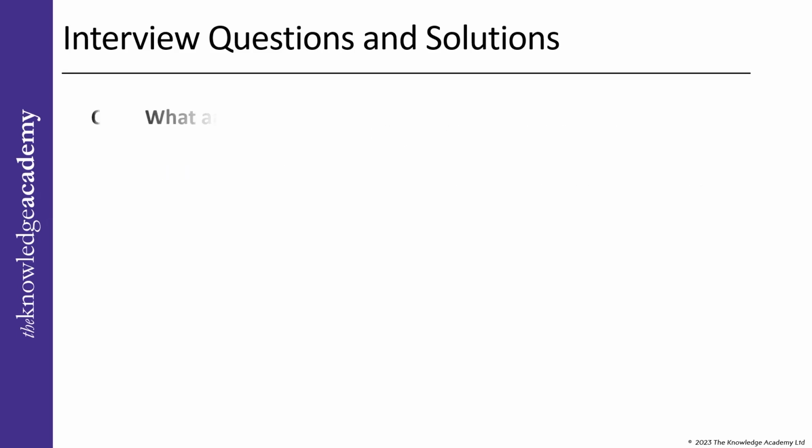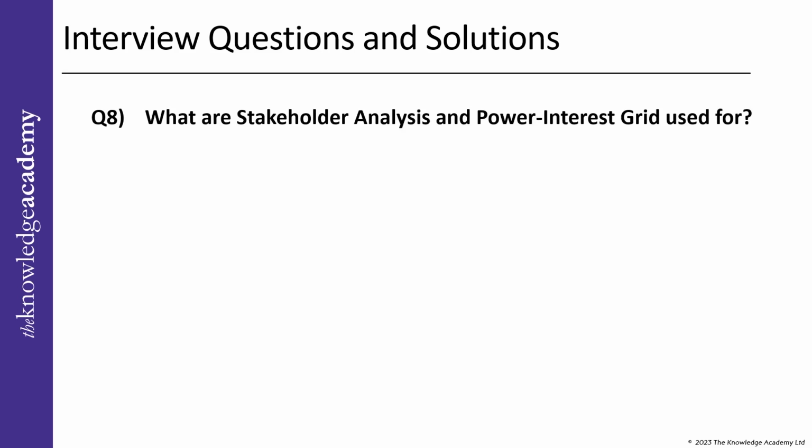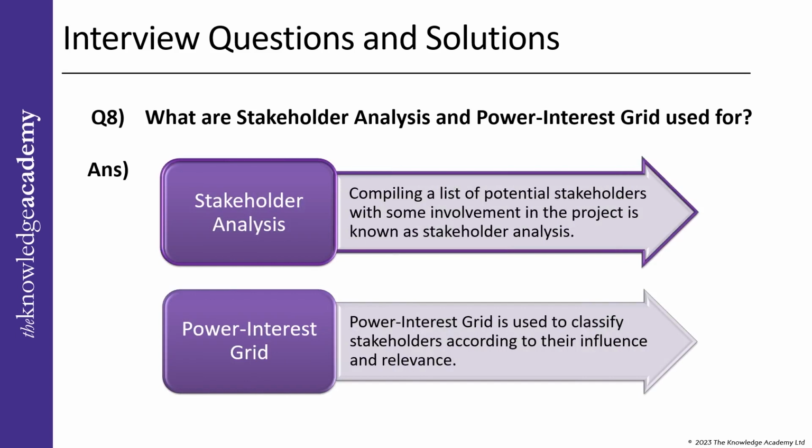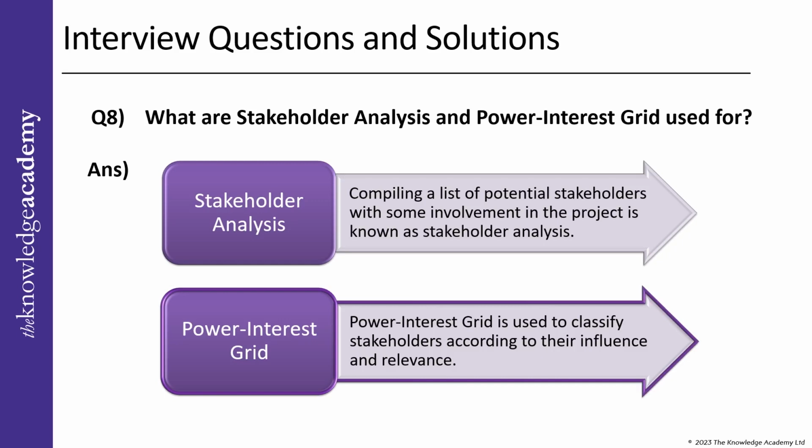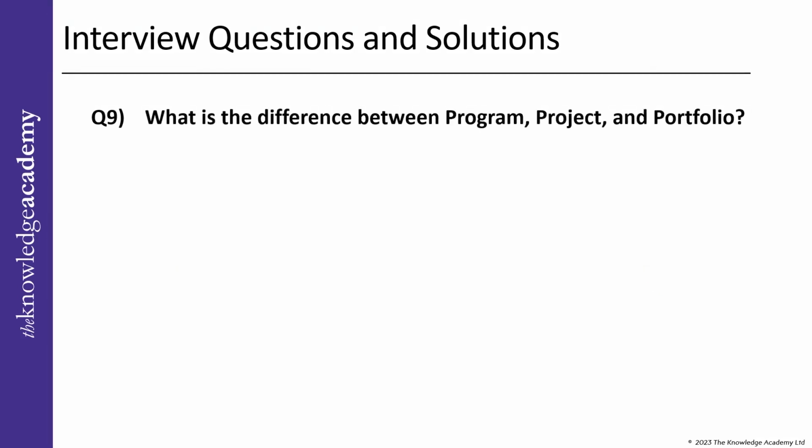Next question. What are stakeholder analysis and the power interest grid used for? Answer. Stakeholder analysis. Compiling a list of potential stakeholders with some involvement in the project is known as a stakeholder analysis. Whereas the power interest grid is used to classify stakeholders according to their influence and relevance. These two help in determining the position of stakeholders in a project so different engagement strategies can be developed for different groups.